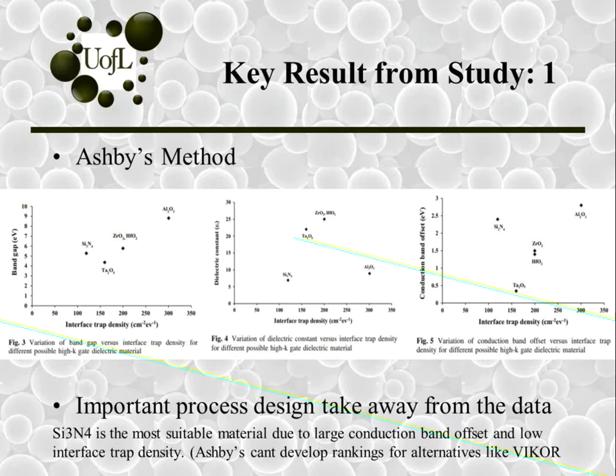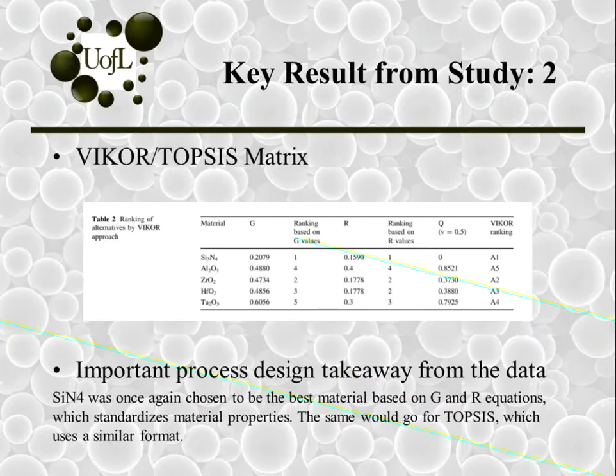The important process design takeaway was that Si sub 3 N sub 4 is the most suitable material due to a large conduction band offset and low interface trap density. But like I said, Ashby's can't really rank the rest of the materials unless you do that yourself. That's where the second key result comes in, the V-Core / Topsis matrix. It creates a matrix using equations that standardize different properties and makes it so you can rank them individually based off just a unitless number.